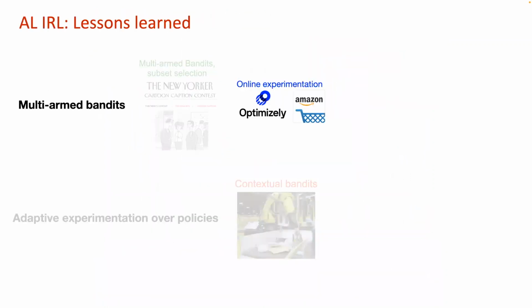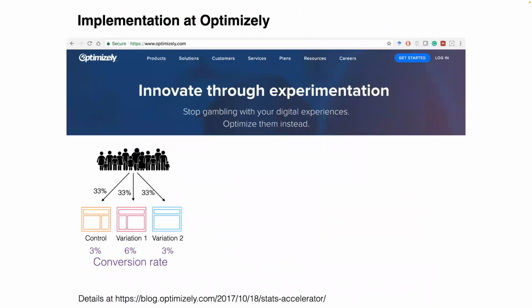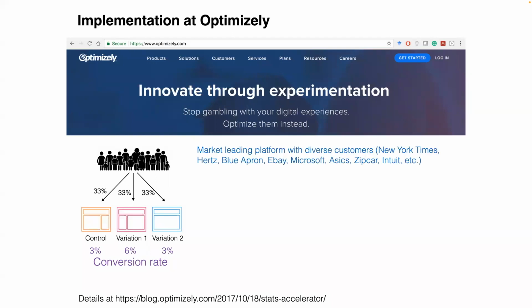And now I want to move into online experimentation. So when I first started as faculty, I was approached by Optimizely. Optimizely is the biggest A/B testing platform or experimentation platform on the web, just in terms of numbers. They do all sorts of customers like New York Times, Hertz, Blue Apron, eBay, Microsoft, ASICS, et cetera, et cetera.